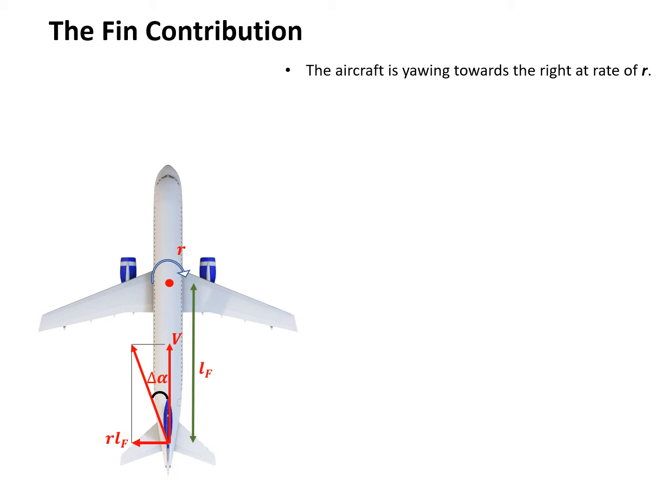This side velocity will contribute to a small angle of attack, delta alpha. Since we have an angle of attack, there will be a side lift acting on the fin, which is YF. The task now is how to derive YF. First, we know delta alpha is r times lf divided by V, and we are quite familiar with how to derive delta alpha. Here we again assume delta alpha is a small angle.